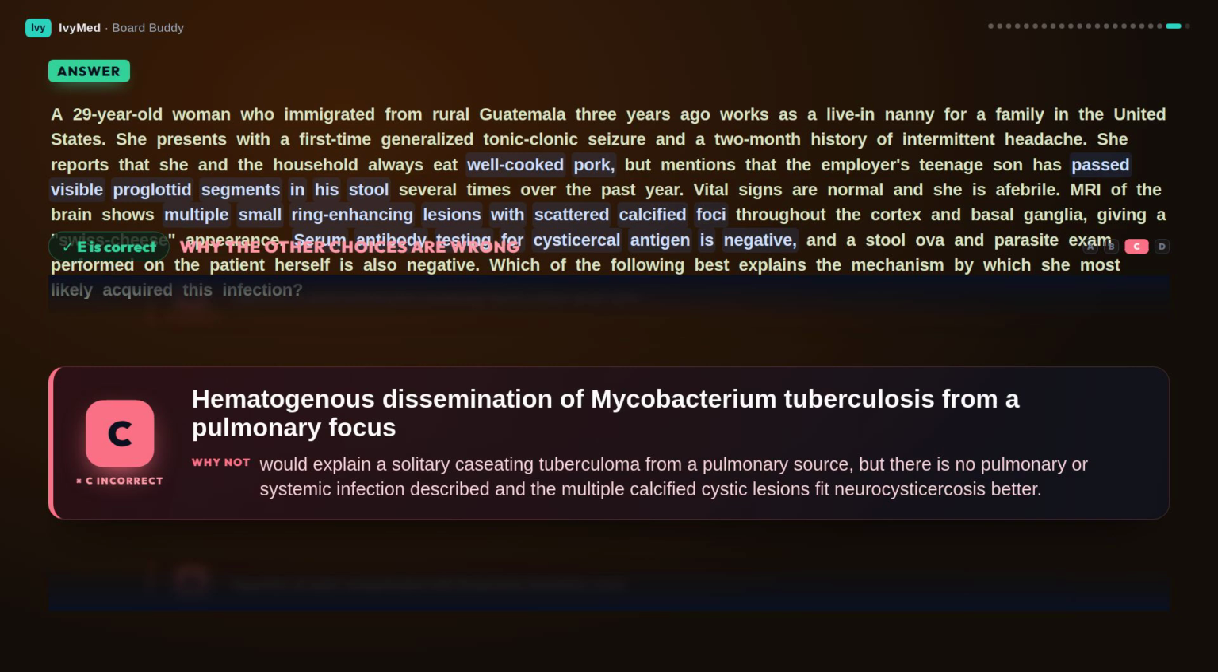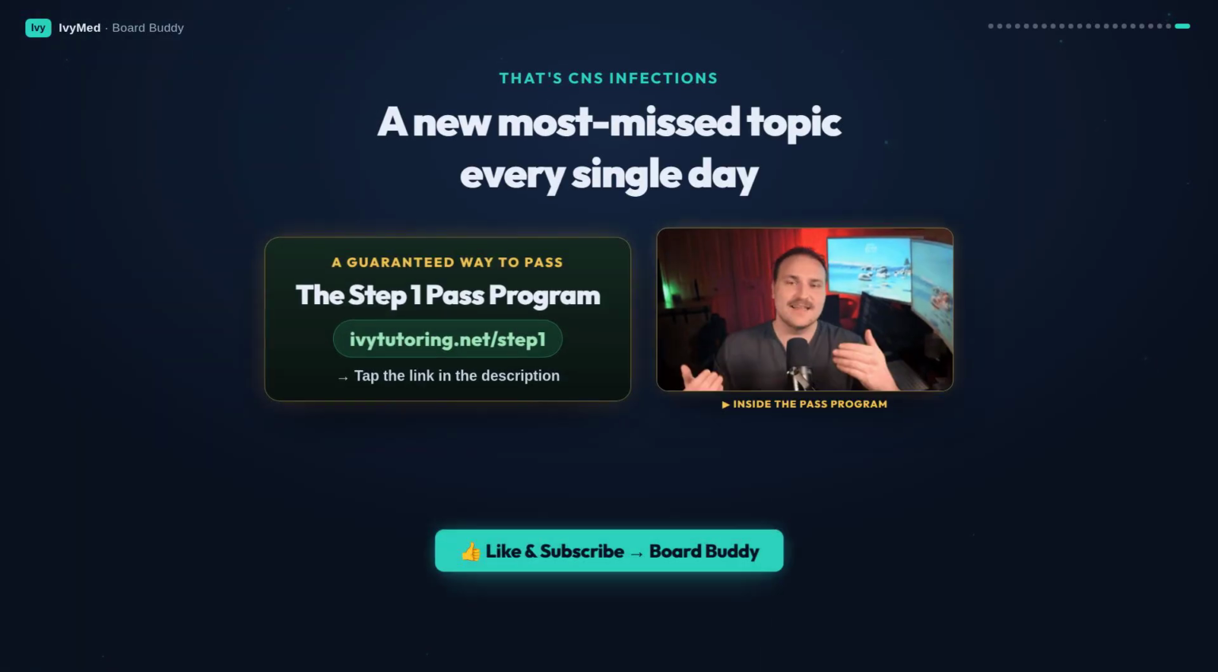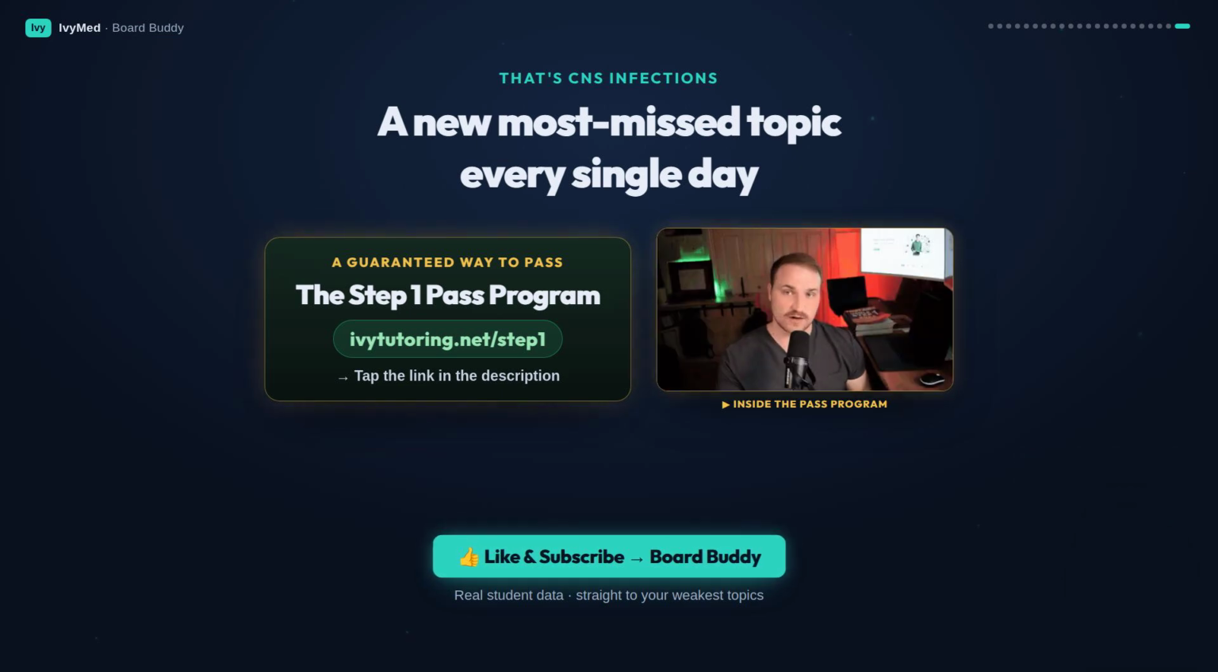C would explain a solitary caseating tuberculoma from a pulmonary source, but there is no pulmonary or systemic infection described, and the multiple calcified cystic lesions fit neurocysticercosis better. D is the mechanism behind amoebic liver and brain abscess, which typically produces a single large necrotic lesion rather than multiple small calcified cystic lesions. That's CNS infections. Concepts, 3 questions, and the most missed pattern, done.